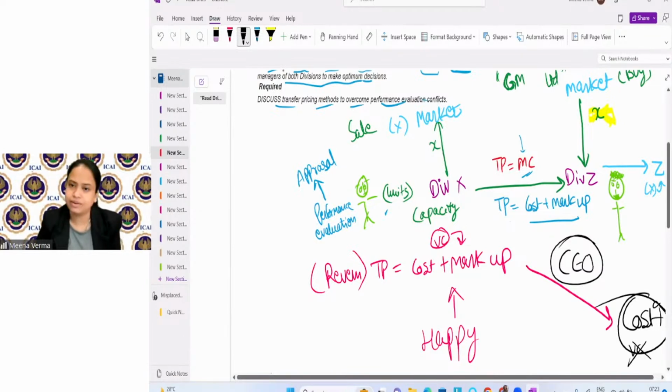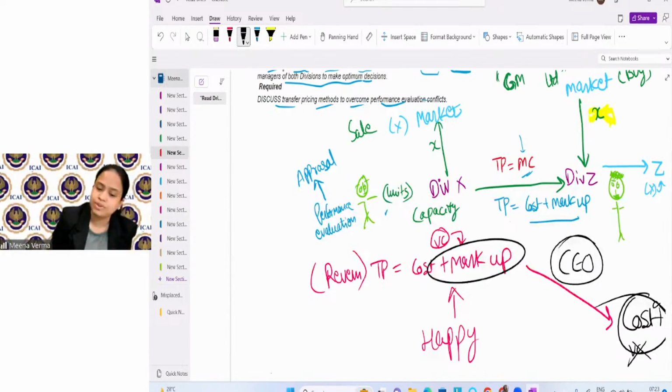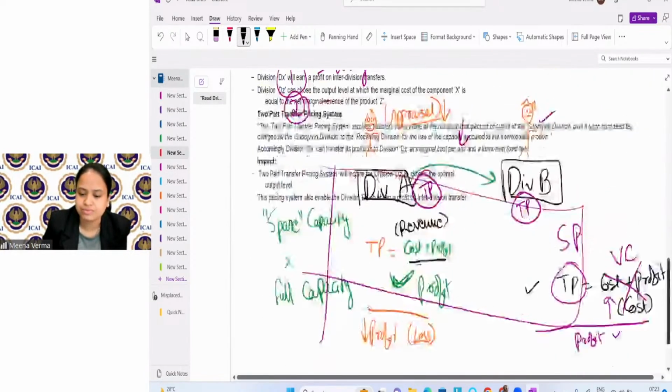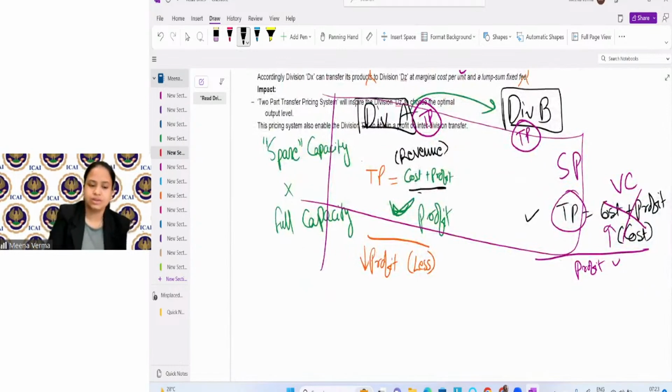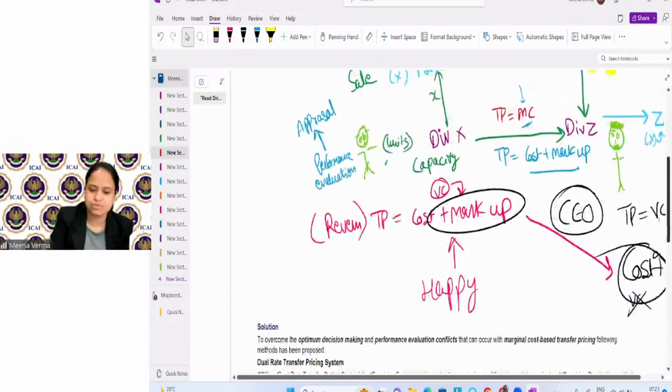तो हमने बोला ठीक है, एक काम करते हैं, लेट्स अडॉप्ट डुअल रेट ट्रांसफर प्राइसिंग. अब देखो, डुअल रेट में क्या है? वन ट्रांसफर प्राइसिंग के लिए वी आर कंसीडरिंग टू ट्रांसफर प्राइसिंग. दोनों डिवीजन के लिए ट्रांसफर प्राइस अलग अलग. So for this division, we are considering transfer prices cost plus markup. But for this division, transfer price is what? Only variable cost. Right? For the other division, the transfer price is only variable cost.